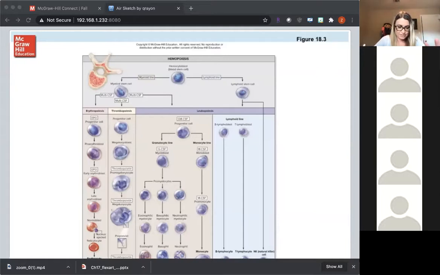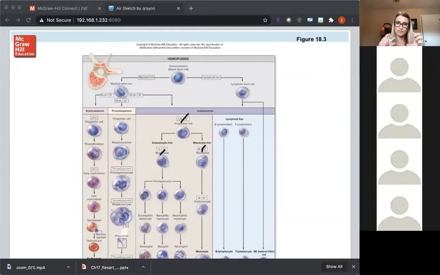There are several things that I want you to know from here, but there are several things that I'm not going to ask you, like these colony stimulating factors. I'm not going to, and the intermediate steps here for the leukopoiesis, I'm not going to make you do.